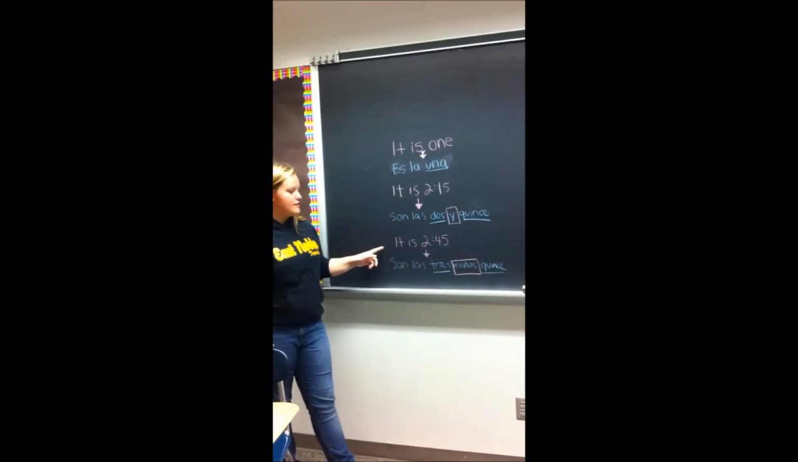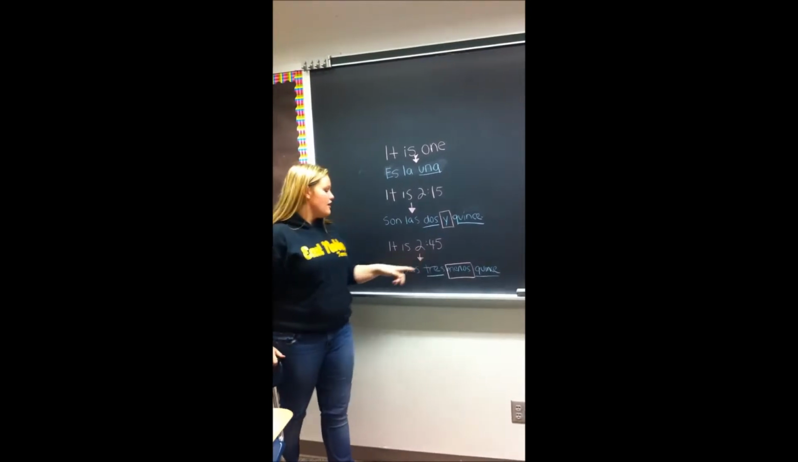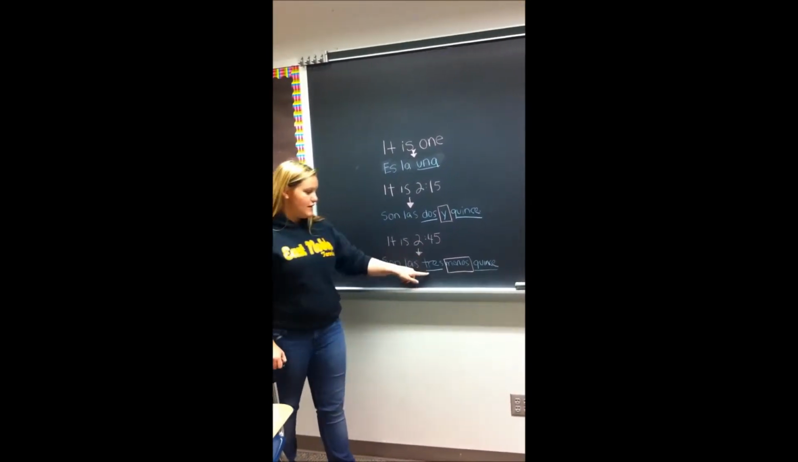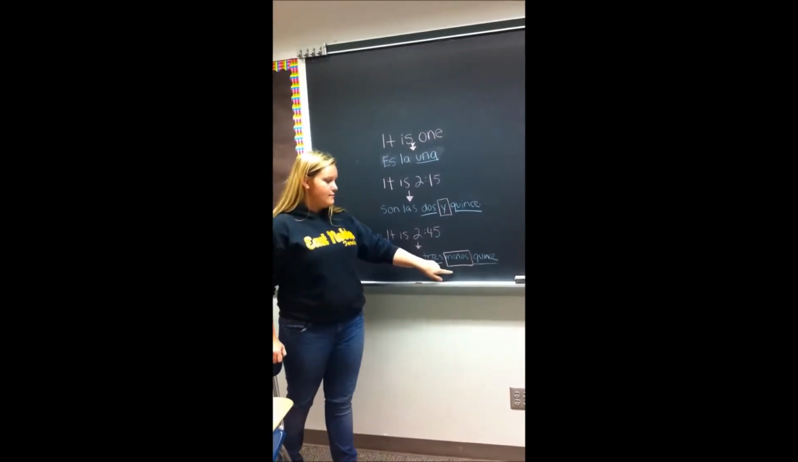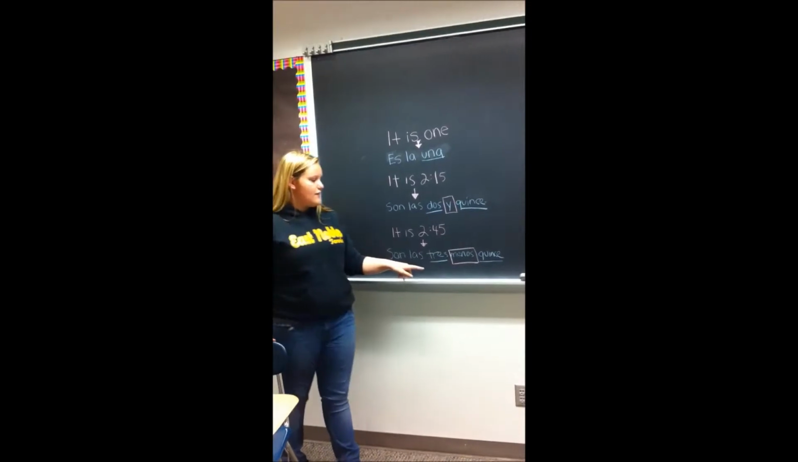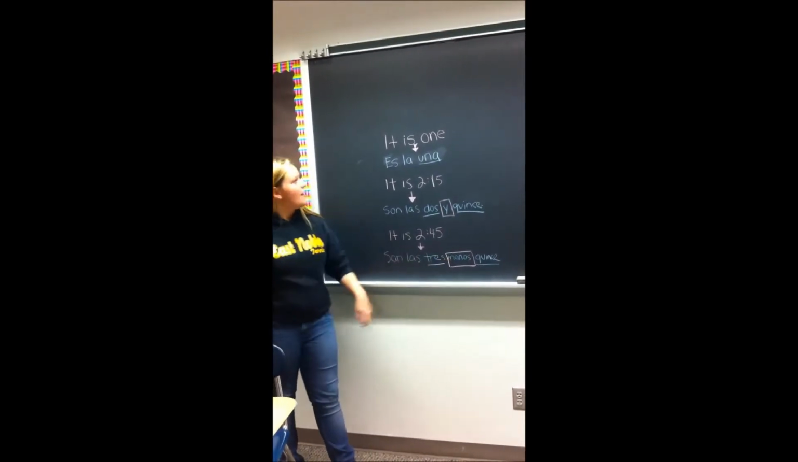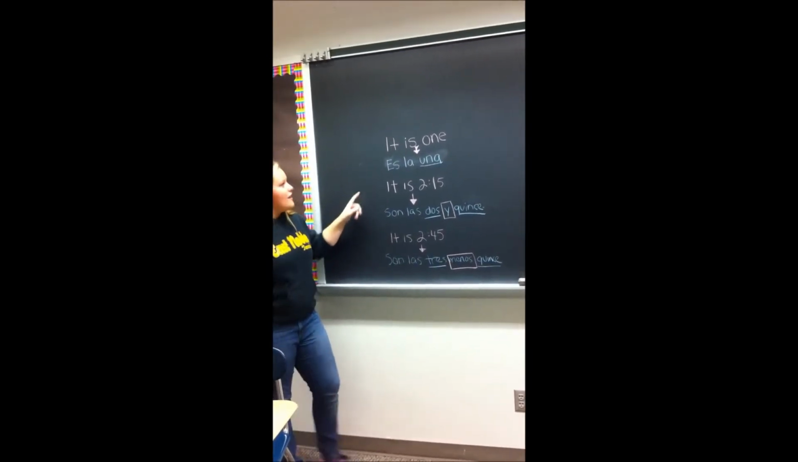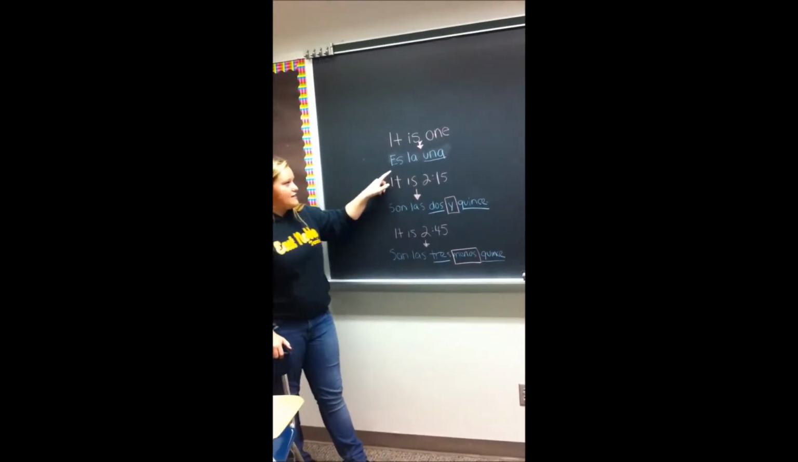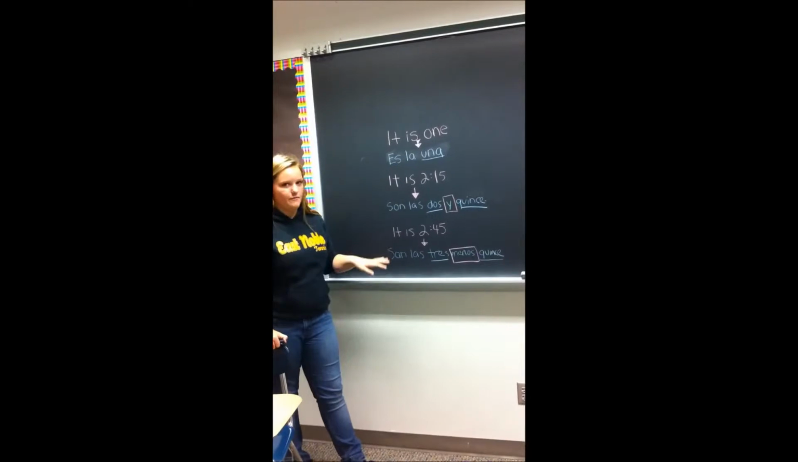For 2:45, since the number is above 30, you always start with son las, but you're going to go up a number, so it's tres, which is 3, menos, minus, and quince, which is 15. So you'd say son las tres menos quince. And 1 is always different. So instead of saying uno, you're going to say una, and you always start with es la una, which is the feminine form.